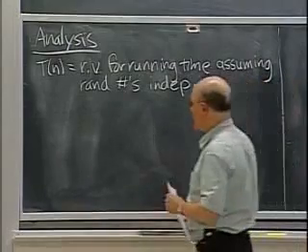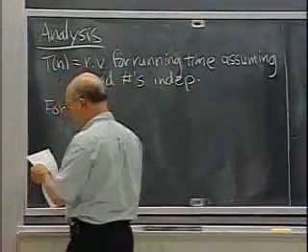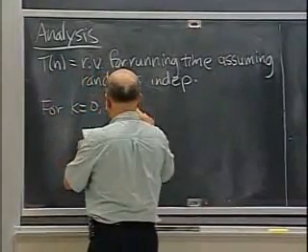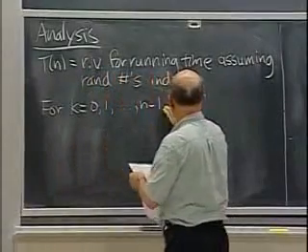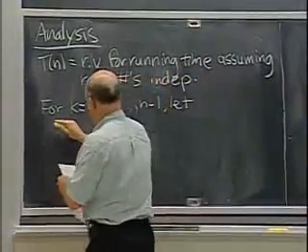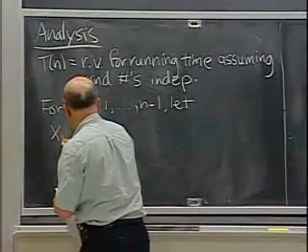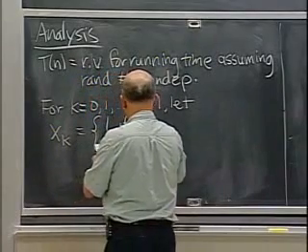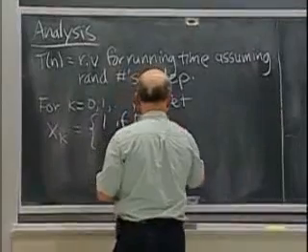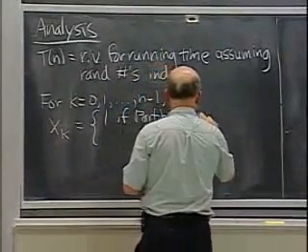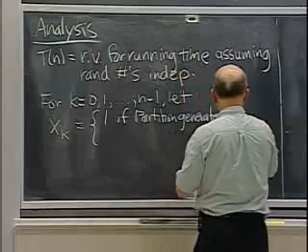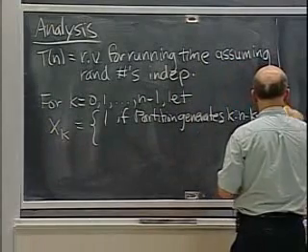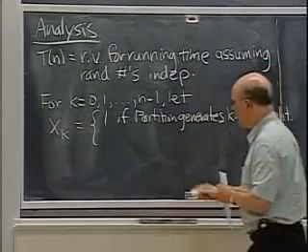Okay? So then, to analyze this, I want to know where we pivoted. So for k equals 0, 1, up to n minus 1, let's let, for a particular partition, the random variable x sub k be 1 if partition generates a k to n minus k minus 1 split, and 0 otherwise.